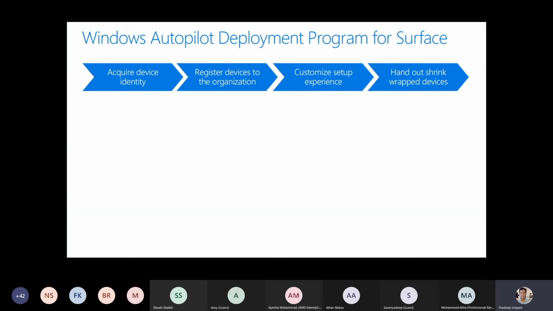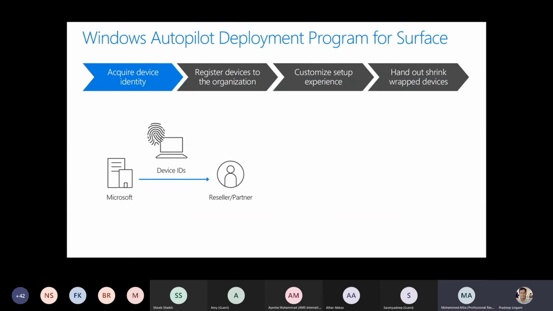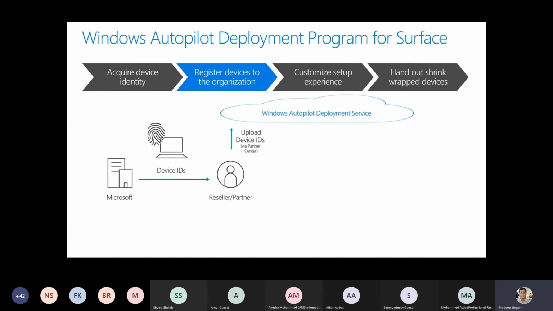Let's get into the nitty-gritty. Here's exactly how it works. We, Microsoft, make the Surface. Hooray. We provide those device IDs to your reseller or the partner from whom you bought the devices. They make these very long device IDs, kind of a hash code. Those get uploaded to our Autopilot deployment service.